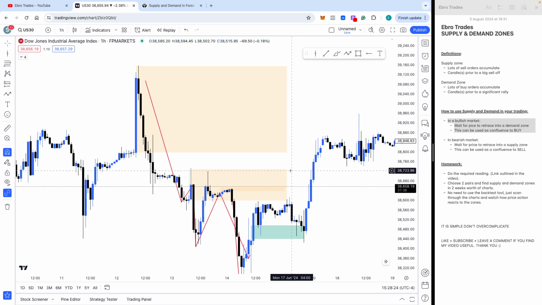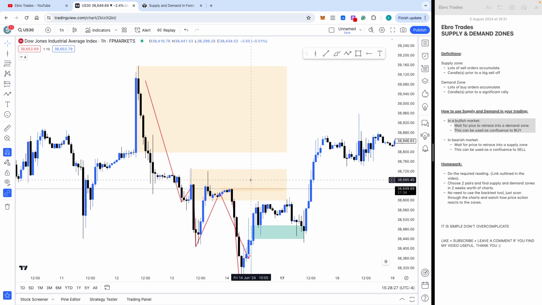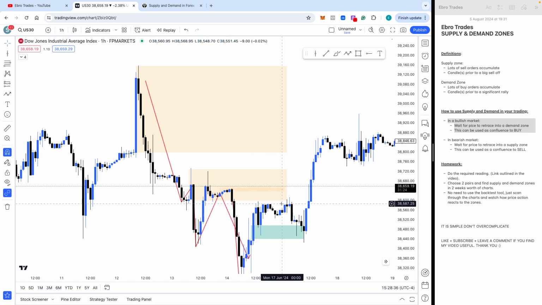Regions where there is an accumulation of sell orders and buy orders, whereby there is a high chance that price will retrace into that region, allowing for you to take a trade in a particular direction, right? So if we're in a bullish market, we'd wait for price to retrace into a demand zone, and this can be used as a confluence to buy. In a bearish market, we're waiting for price to retrace into a supply zone, and we're using that as a confluence to sell. And that's all for this video.